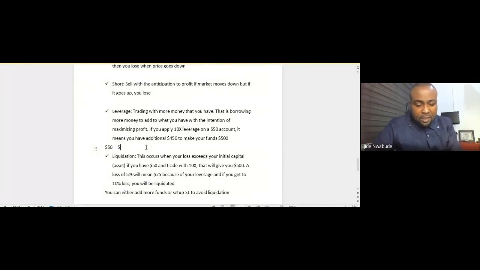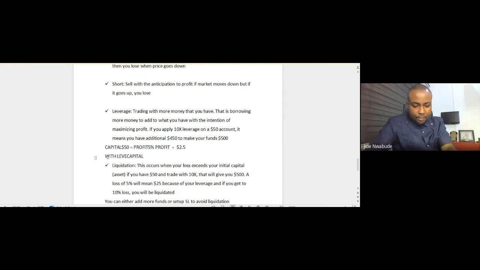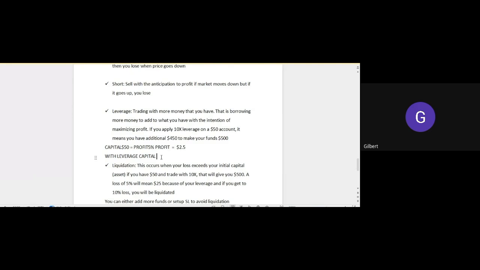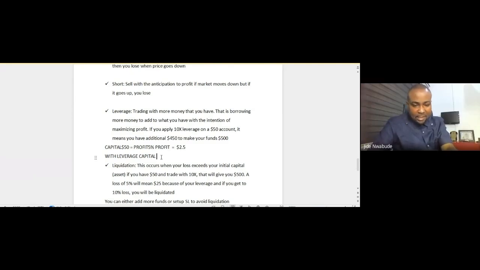And you made 5%. What is 5% of 50? Can somebody give me 5%? Your capital becomes 500. We're using 10x. So it's 10x of $50. I keep forgetting to add the S. So you have $500. The same 5% profit will be $25.